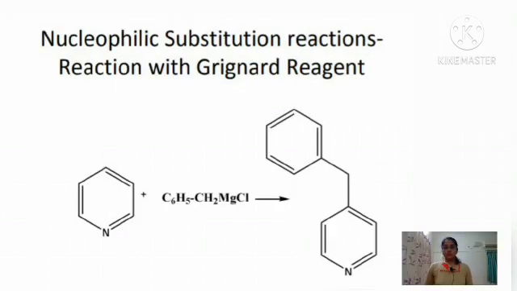Coming to the next nucleophilic substitution reaction, that is the reaction with a Grignard reagent. This Grignard reagent acts as a better nucleophile. So when pyridine reacts with a Grignard reagent like benzyl magnesium chloride, we get 4-benzyl pyridine as the product. So that is all in this session.